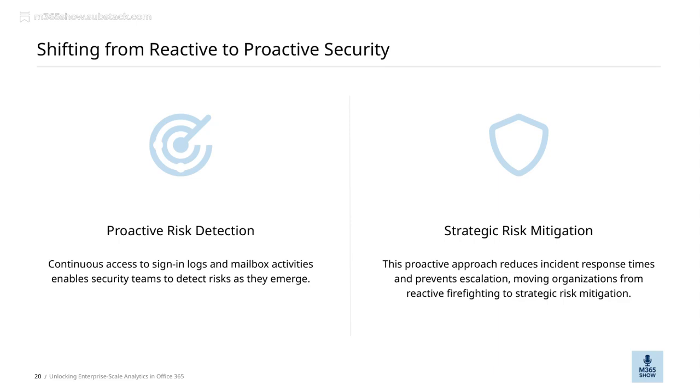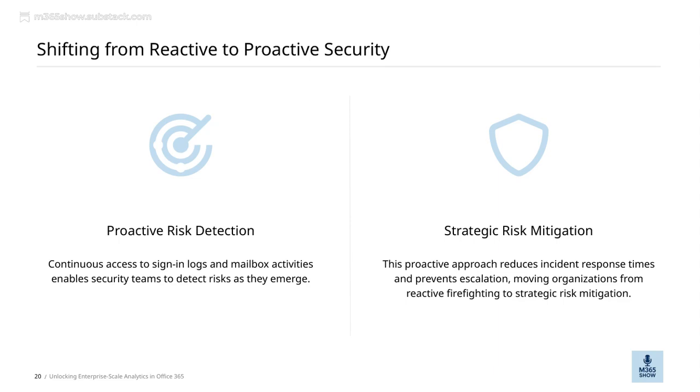Strategic risk mitigation involves continuous access to sign-in logs and mailbox activities. Having this constant visibility allows security teams to detect emerging risks as soon as they happen. And that's the essence of proactive risk detection, staying ahead of threats before they cause real damage. This approach aligns perfectly with our goal of creating a more secure and resilient organization through better data insights and timely action.